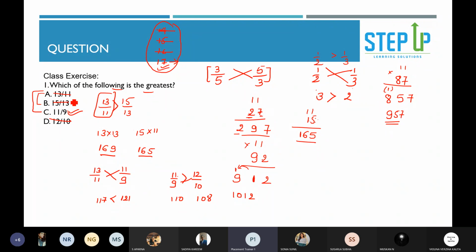Same logic I'm using here. I have taken first of all A and B. Between A and B, I know that A is greater. So that's why I eliminated B. Fair enough? Okay, ma'am. Got it. Yes, ma'am. Thank you, ma'am.